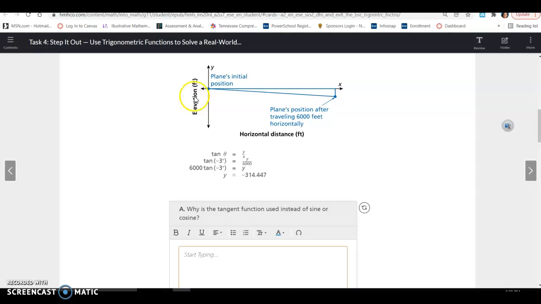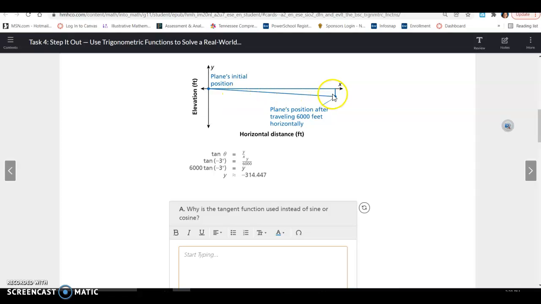All right, so we're given the elevation in feet, and here is the plane's initial position, and we were given this distance here, I believe. This is our unknown, and it says the plane's position after traveling 6,000 feet horizontally. All right, so what are we going to use? So it looks like we are using the tangent function. That means we are either given or using the opposite and the adjacent.